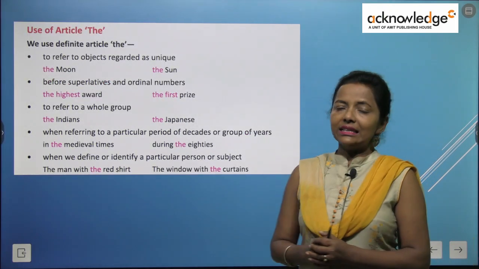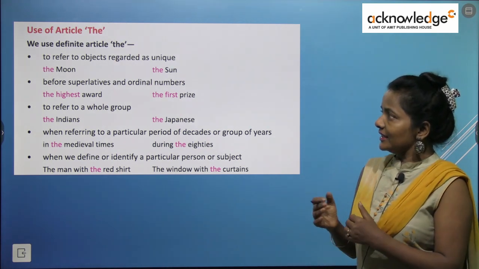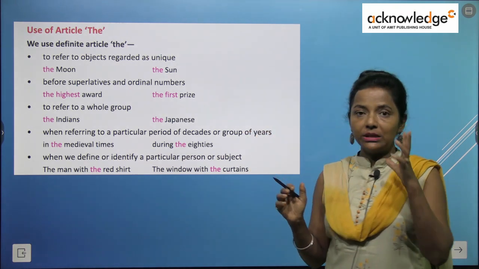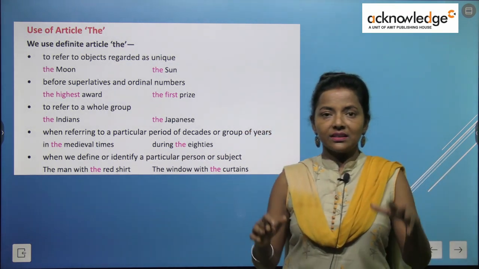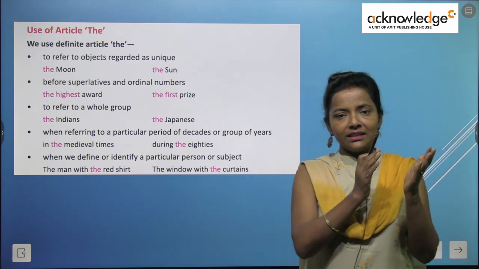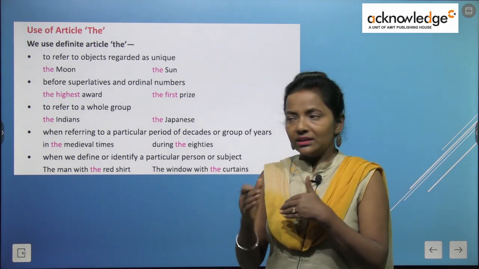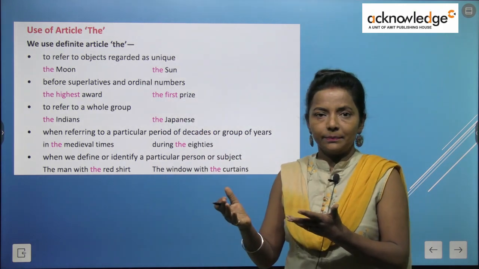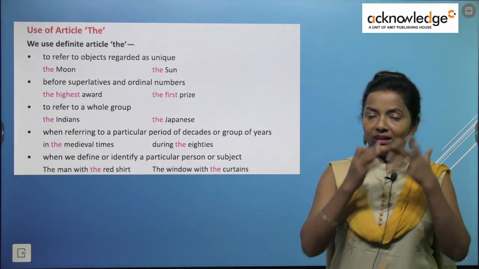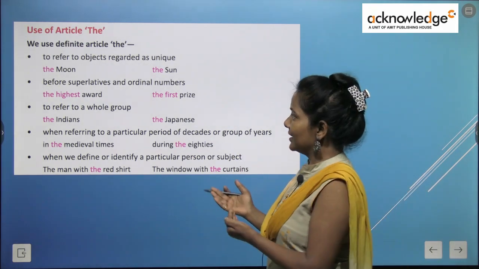Use of article the. How to use? We use the definite article the to refer to objects regarded as unique. Unique means that there cannot be any other thing besides that thing. There cannot be a second moon like the moon, or the sun. Can there be any other moon or any other sun? No, there is only one moon, one sun. So, the moon, the sun.